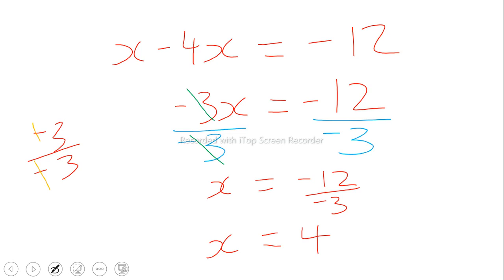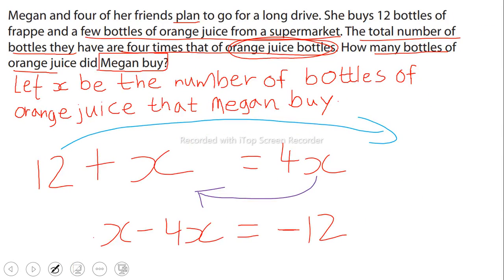Are we good? So it's a positive 4. So let me know, we're good? Yes, sir. Alright. Okay, so how are we going to end this, right? So what is the answer? The number 4, yeah. What is the answer? How are we going to put it in words?